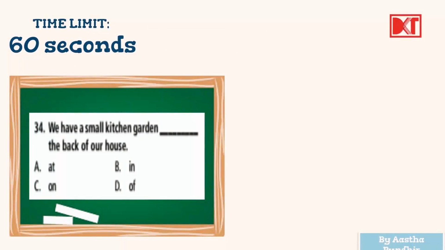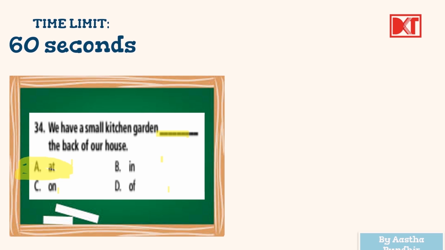Okay, here we have: a small kitchen garden dash the back of our house. At the back of our house, in the back of our house, on the back of our house, or off the back of our house. So here the correct answer is: we have a small kitchen garden at the back of our house.